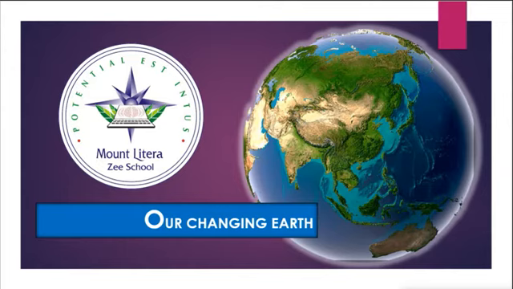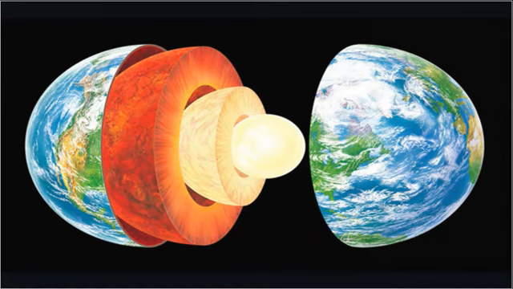Today we are all going to start Geography, chapter number 3, Our Changing Earth. As we are living on the earth, three factors are very important: lithosphere, hydrosphere and atmosphere. Where these three factors merge together, they make the biosphere.